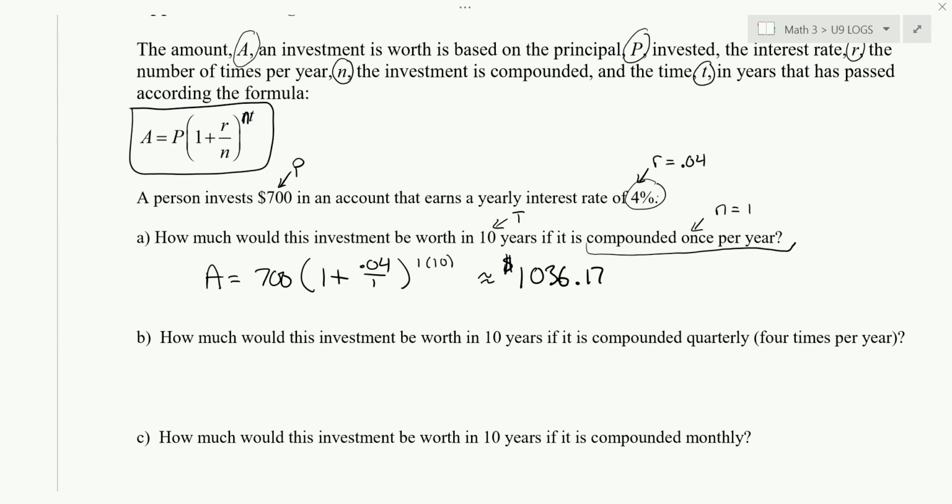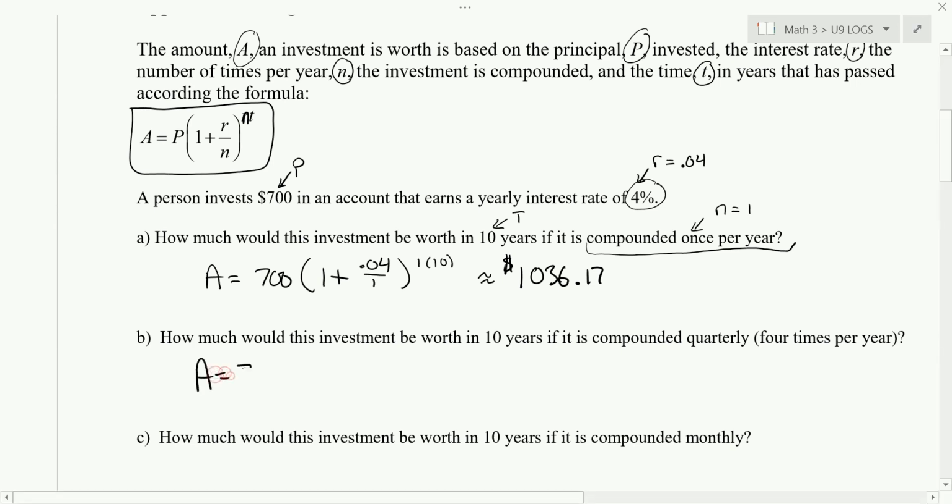Well, partway through that year, they're going to get 1% of that. Now the money's gone up a little bit, right? And then they're going to get 1% of that new amount. So they're getting 1% of a little bit more. And then they're going to get 1% of that new amount. So that's the compounding. And so at the end of the year, they're getting 4%, but it's not 4% of 700, it's 4% of a little bit more. So the more times you compound the money, the more you get. But it's not a lot more. And so we're going to see that here.